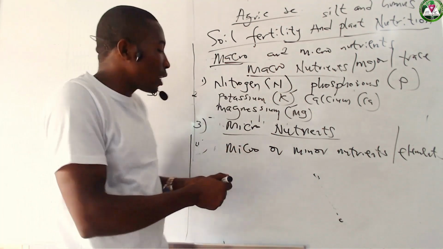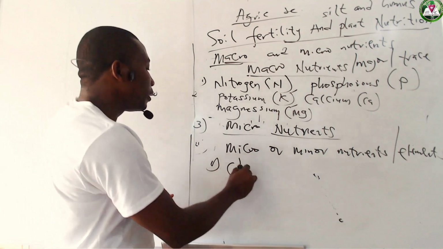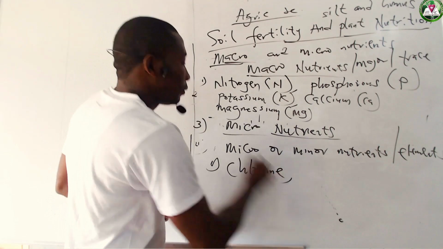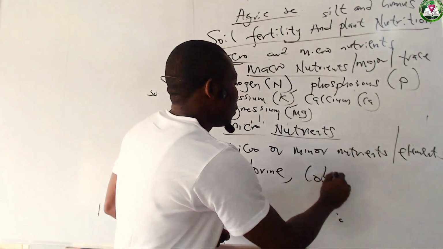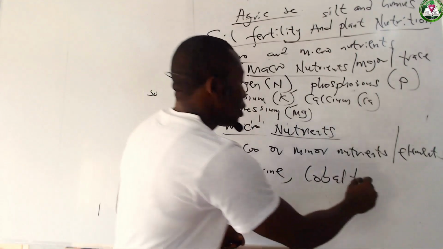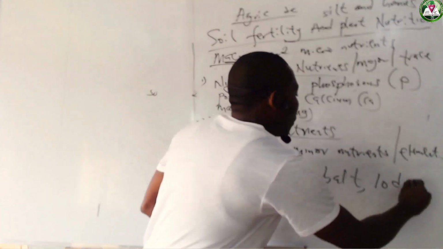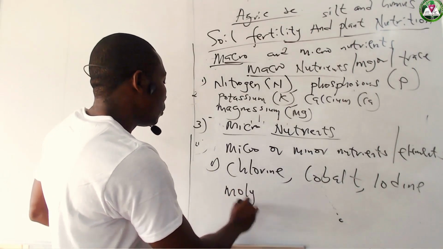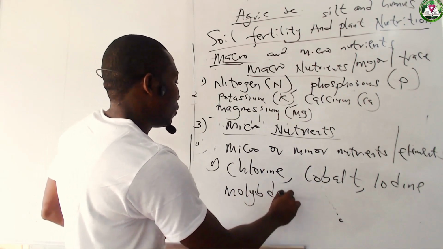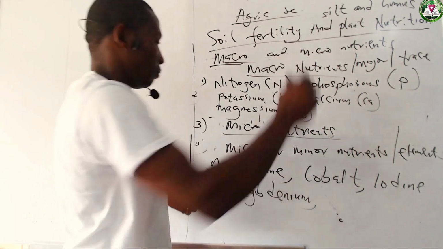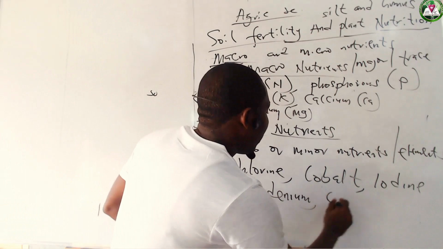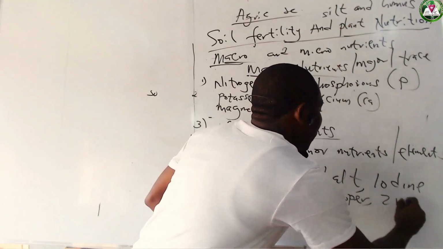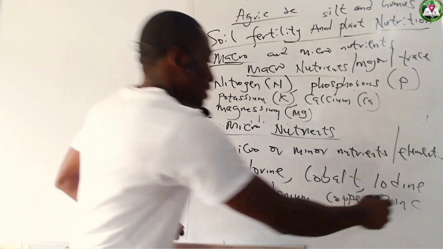Examples of these micronutrients include one, your chlorine, your cobalt, your iodine, your molybdenum, your copper, your zinc, your manganese.